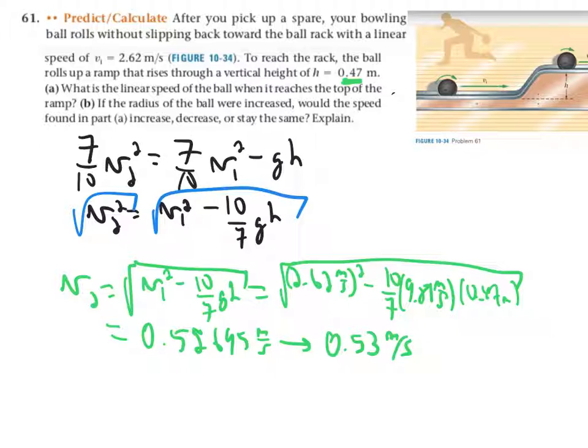And then part B. If the radius of the ball is increased, what happens to the speed? And the answer is nothing, because r dropped out. So as long as this thing could fit on the track, so we can follow the conditions as given, it doesn't matter if it's a pea or a beach ball, as long as the track still works the way it's supposed to be working. So there we go.